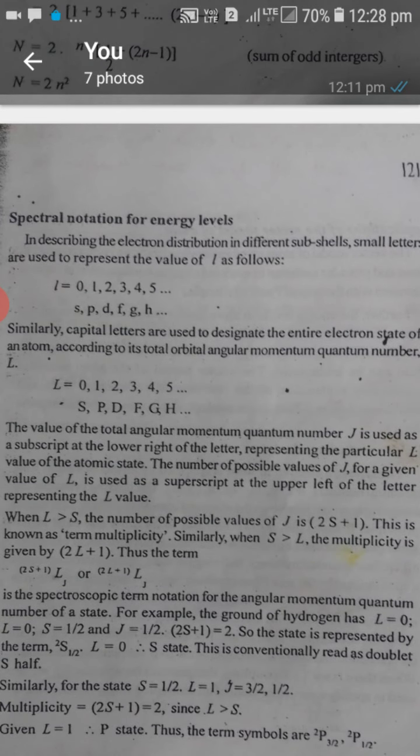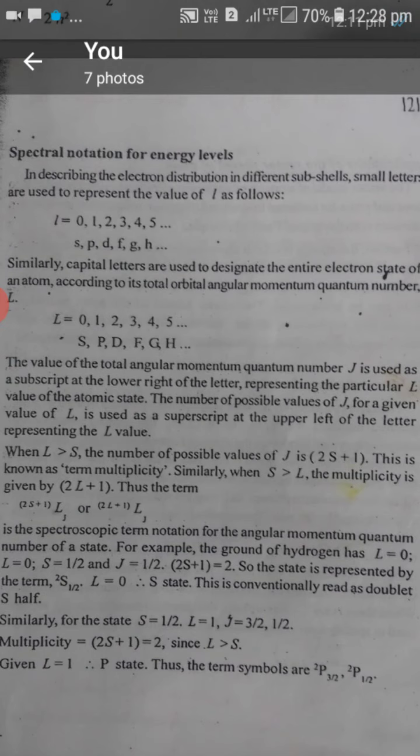The next topic is the spectral notation for energy levels, which you have studied. The orbital quantum number l takes values 0, 1, 2, 3, etc. It has subshells s, p, d, f, like that. Then take the total angular momentum quantum number, capital L. This capital L has capital S, P, D, F, G, H subshells. Then here is the spectral notation.